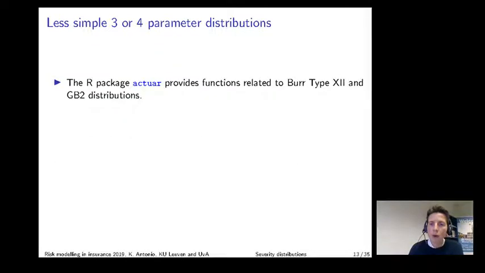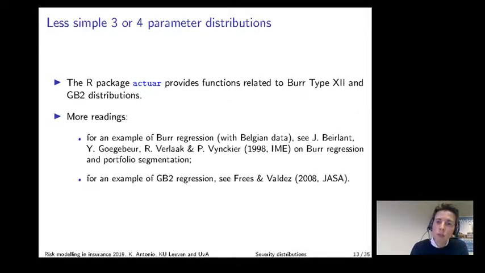Now, in the software R, you can use the Burr and the GB2 distributions within the actuaire package. Examples of papers where these distributions are used for risk models in insurance are listed over here. So you can have a look at those if you're interested.